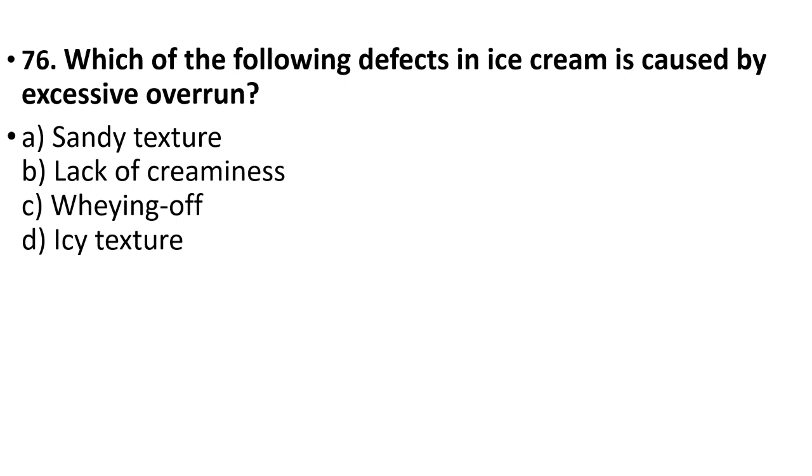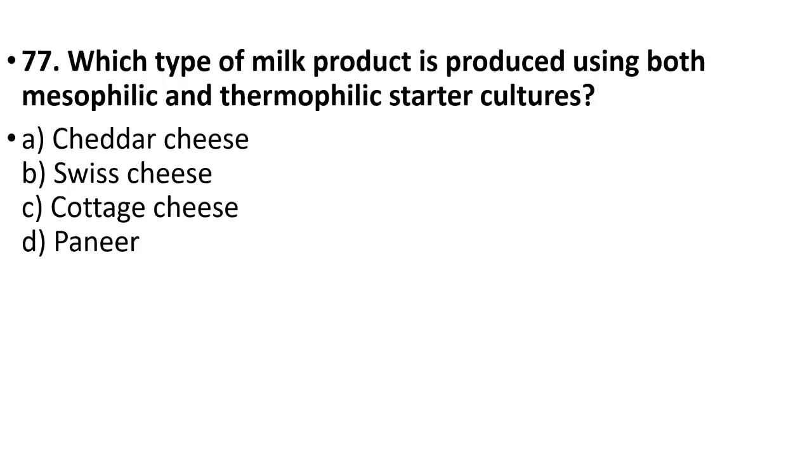76. Which of the following defects in ice cream is caused by excessive overrun? Sandy texture, lack of creaminess, weighing, icy texture. Your answer is option B, lack of creaminess. 77. Which type of milk product is produced using both mesophilic and thermophilic starter cultures? Cheddar cheese, Swiss cheese, cottage cheese, paneer. Your answer is option B, Swiss cheese.